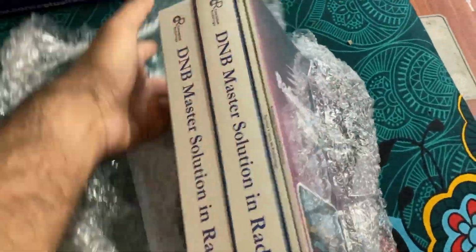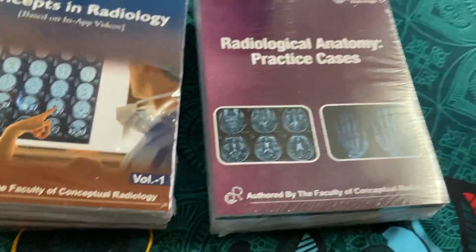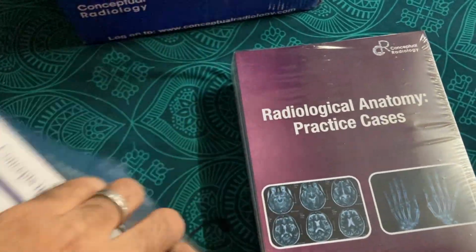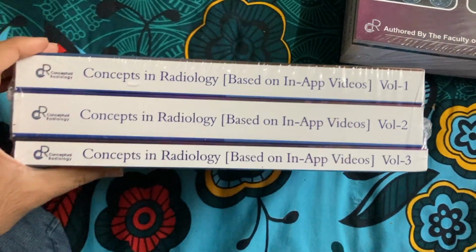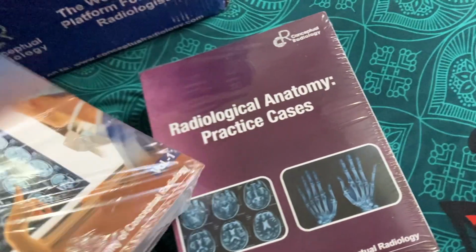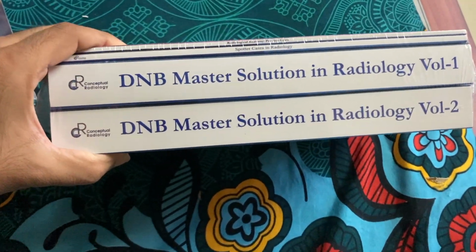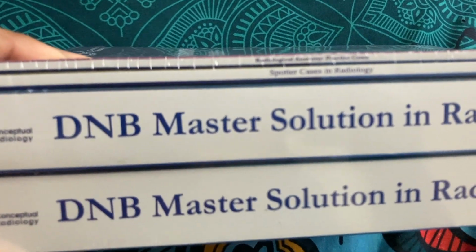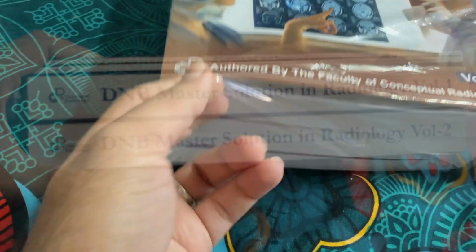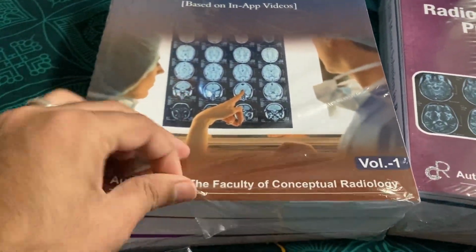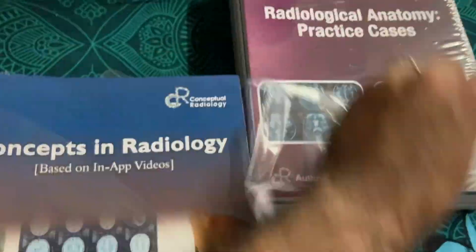The packaging is decent and comes with two sets of packaging in it. One having the notes based on in-app videos. They have 3 volumes. And the second one having DNB exam questions and their answers in 2 volumes. And 2 small books, in which one is for radiological anatomy practice and the other is for spotter cases. Let me remove the last plastic cover. I will fast forward the process to keep the video as short as possible.